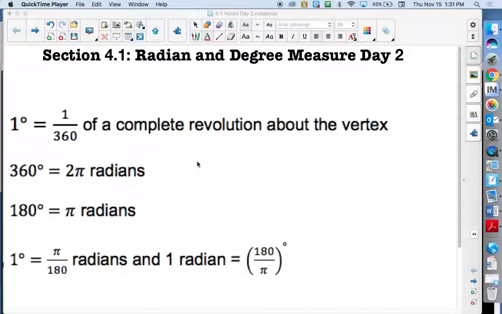So today we're going to continue talking about radian degree measure. We're going to do a little bit of conversions today, converting from one form to the other, which is beneficial especially if we're trying to solve a problem that has to have an angle value in radians, but they give it to you in degrees, so we need to know how to convert it from one to the other.